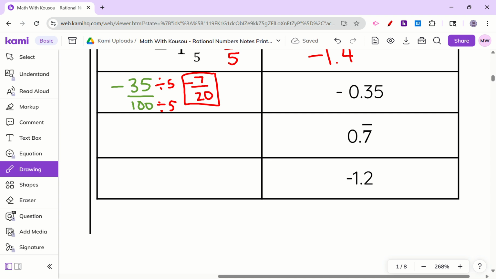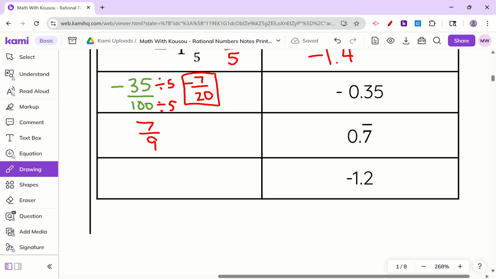All right, this next one is a repeating decimal. So with any repeating decimal, you can count how many digits are repeating and then put that over 9s, or 99, 999. So in this case, there is only one digit that repeats, and that is 7. So we are going to put 7 over 9, and this cannot be simplified. So that's already simplified.